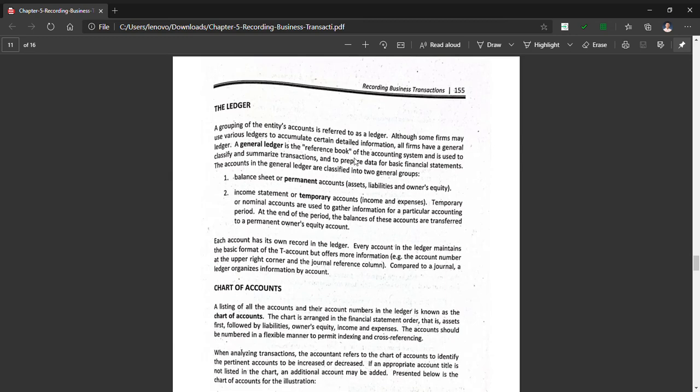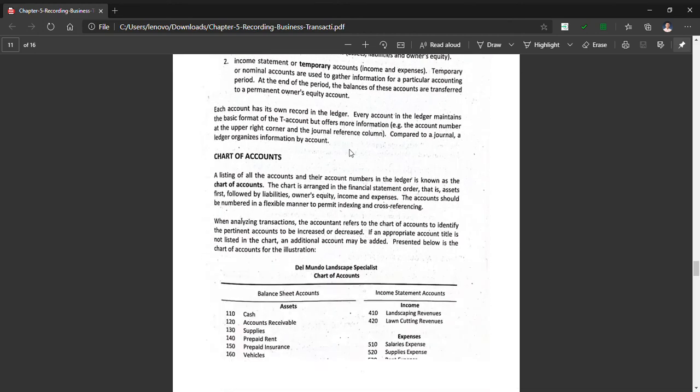Next, after natin ma-journalize mga transactions, kailangan natin siya i-transfer sa ledger. Okay? A general ledger is the reference book of the accounting system and is used to classify and summarize transactions. Dito natin sila i-classify and sinasummarize to prepare data for basic financial statements.